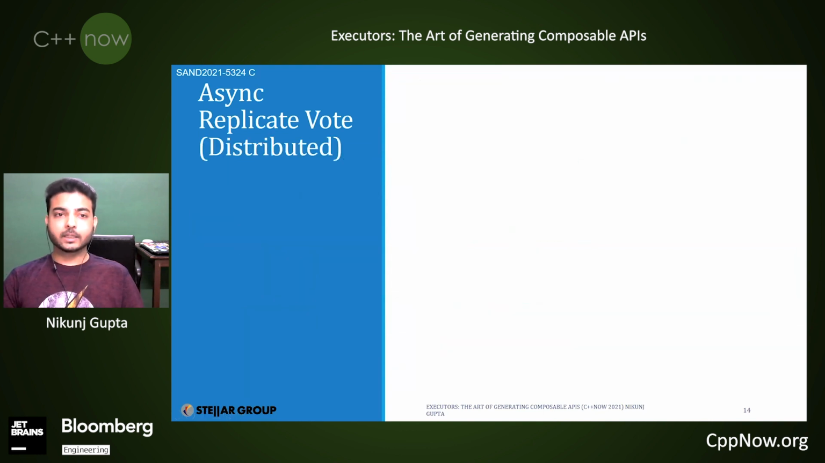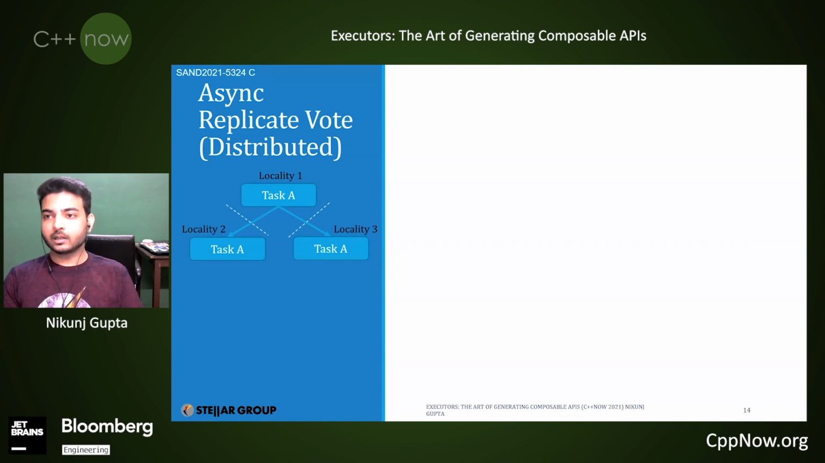Moving from async replicate vote to a distributed scenario, that's again not a very difficult situation to handle. All that happens now is we have replication, but this time we have replication on different localities. So task A may be invoked on locality number 1, the replicates may then be invoked on locality number 2 and 3. And these results come back on the first locality.